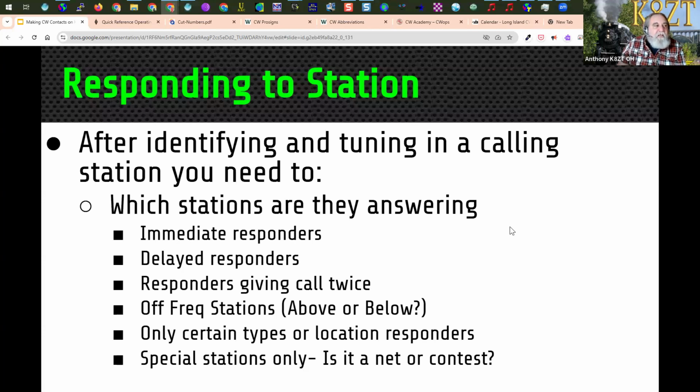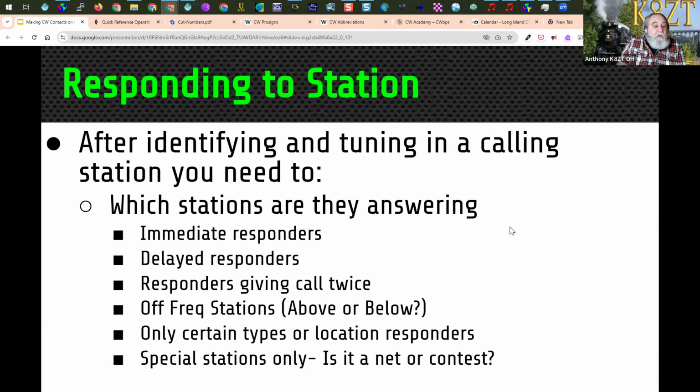If he's only taking the stations that wait a few seconds before they answer, wait a few seconds before you answer. If he's only answering people that give their call twice, give your call twice. If he's only answering stations that are slightly off frequency, either above or below, you want to park your transmitter there so that you're going to be in the same place.